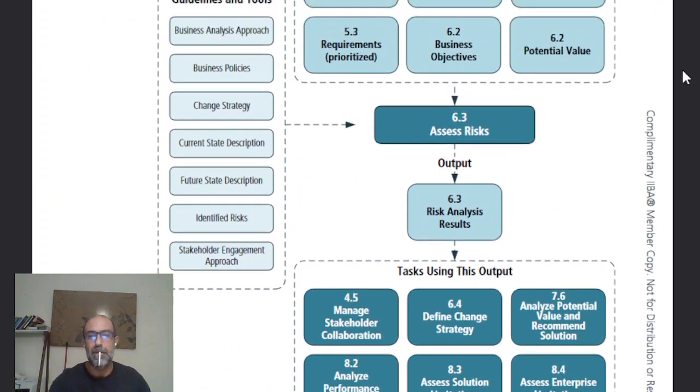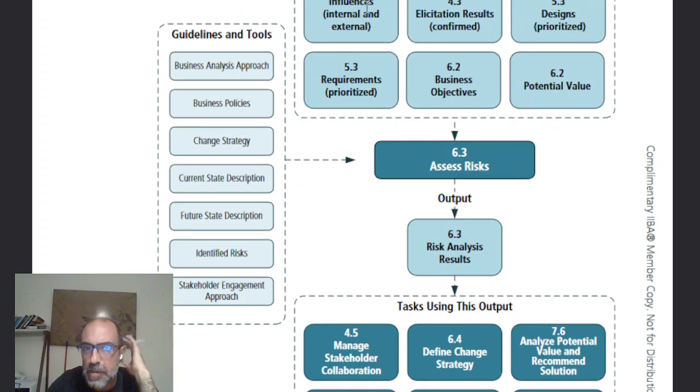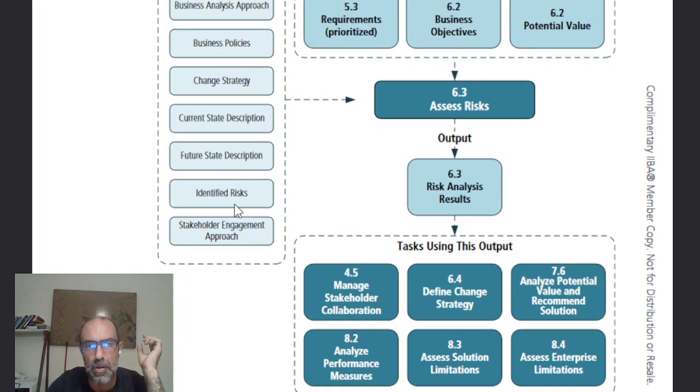Remember prioritized requirements in the previous chapter, chapter 5, right? And the requirements lifecycle management. So these are the inputs, influences, external, internal, elicitation result, confirmed, designs prioritized, requirements prioritized, business objective, and potential value. Guidelines and tools, business analysis approach, business policies, change strategy, current state description, future state description, identified risks, and stakeholder engagement approach. That's a whole lot of information.